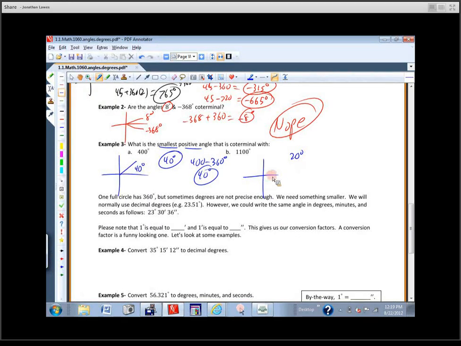Because 1100 is 360, 720, 1080, and 20 degrees more. That's what it looks like. We want to figure out that little sliver right there. We want the smallest positive coterminal angle with that. Any questions? Okay. That is the meat of the section. If you know how to do that, you're in good shape.